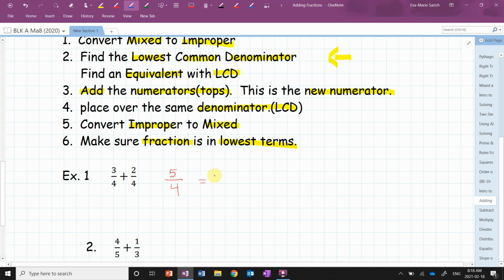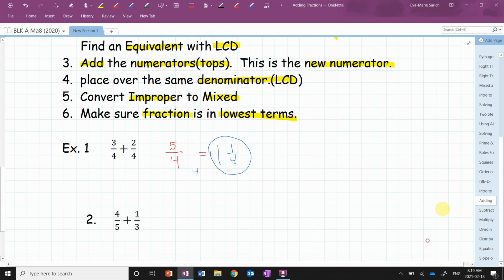So 4 goes into 5 once. 4 times 1 is 4. So there's 1 more here. That 1 left over goes at the top over the same denominator. Now we look at our fraction. Can we go lower? Well, because it has a 1, it means the number can't go any lower. There's our final answer.